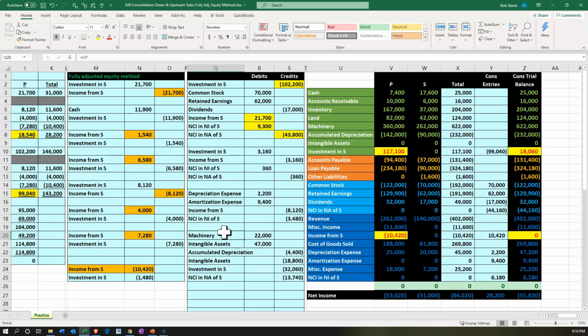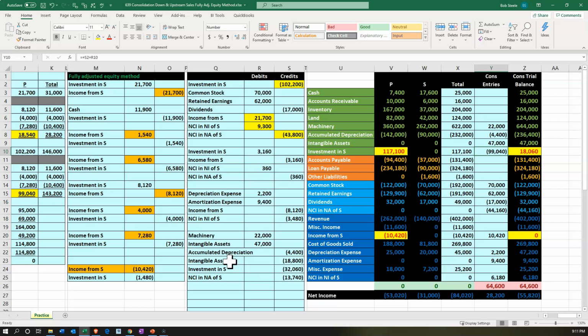All right, let's record this out. So we're going to say, all right, the machinery is going to be the debit of the 22. The intangible assets here are going to be debited for the 47, increasing those. Then we've got the accumulated depreciation. Accumulated depreciation is going to be increased for the 2 years of the depreciation. And then the intangible asset's going to go back down because there is no accumulated amortization. So we're going to go back down for the amount of the amortization.